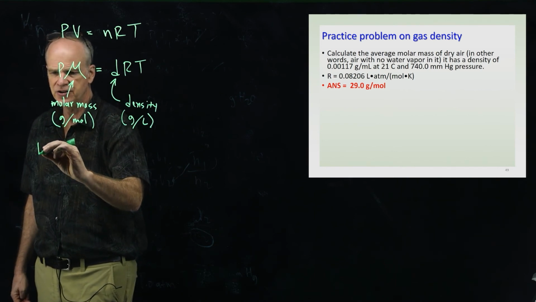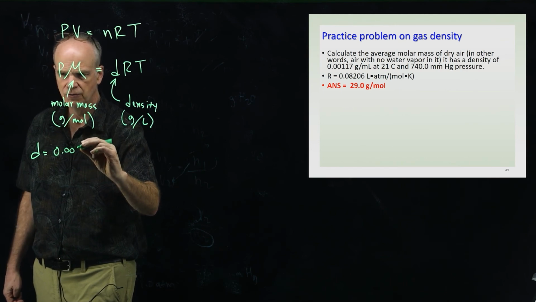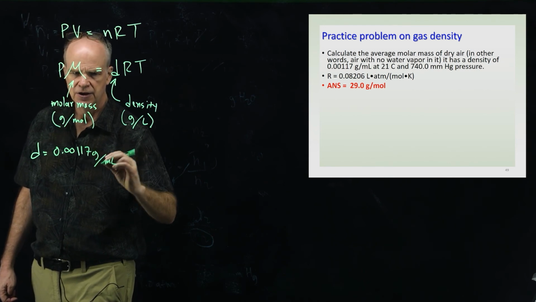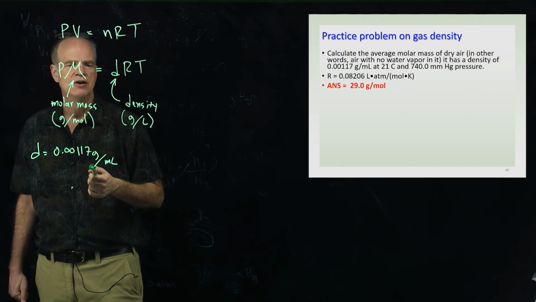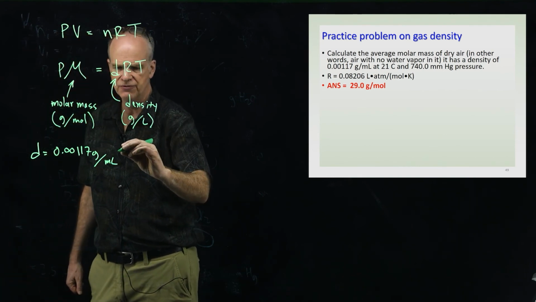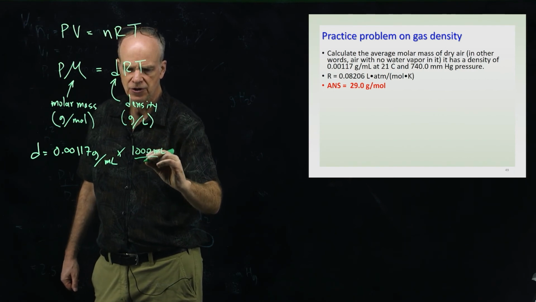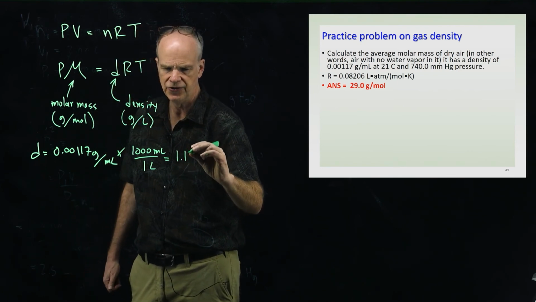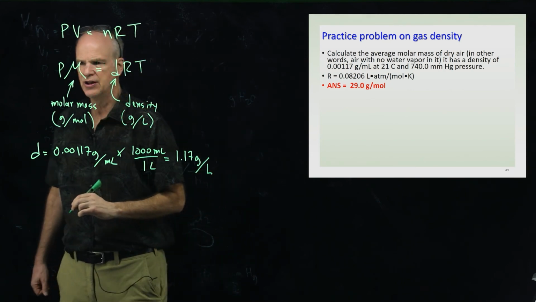The density, we have a value for that, which is 0.00117 grams per mL. Remember, when we use this equation that relates the density of a gas to its molar mass, we have to take any density and get that into grams per liter. So we would have to convert this using 1,000 milliliters per 1 liter. If you work that out, the density is going to be 1.17 grams per liter. Okay, so that's good.